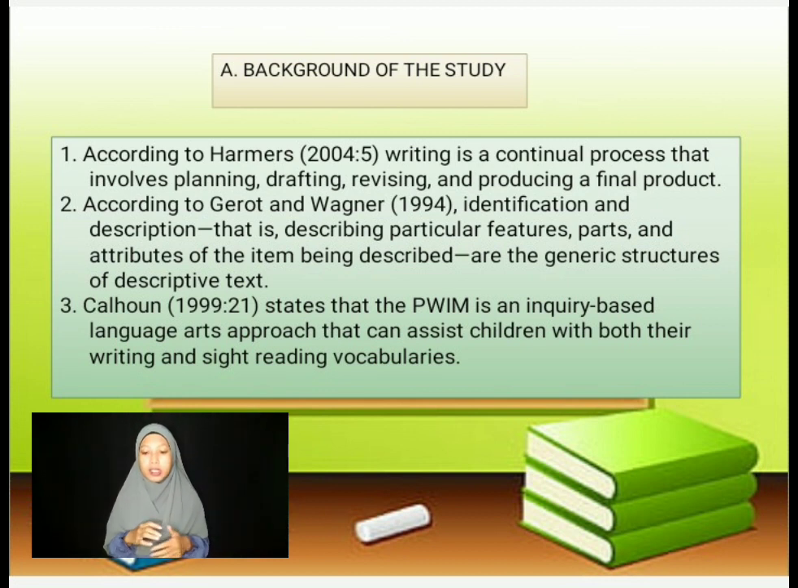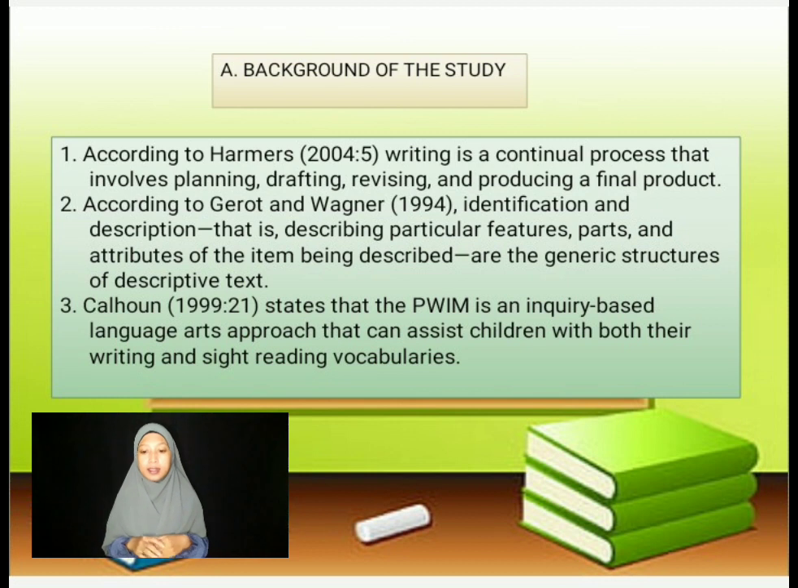According to Gerot and Wignell, 1994, identification and description, that is, describing particular features, parts, and attributes of the item being described, are the general structure of descriptive text. This suggests that a descriptive text is one that gives specifics regarding the subject, attributes, appearance, or makeup.